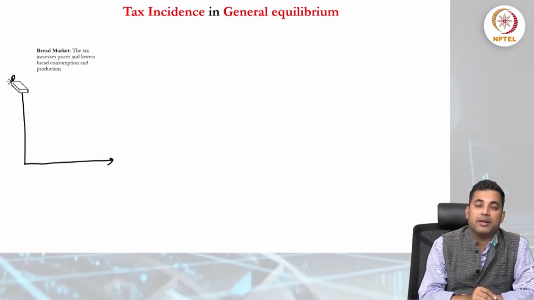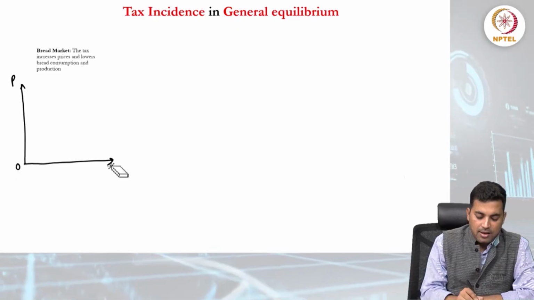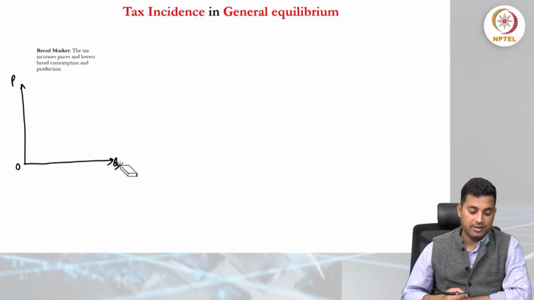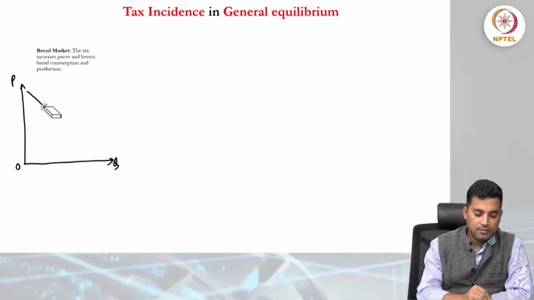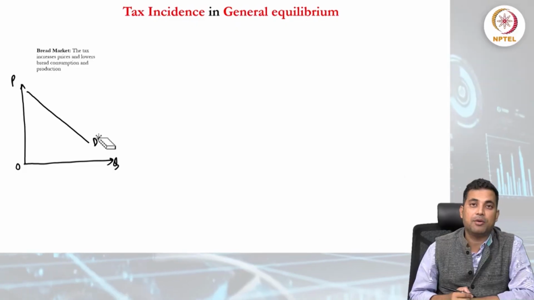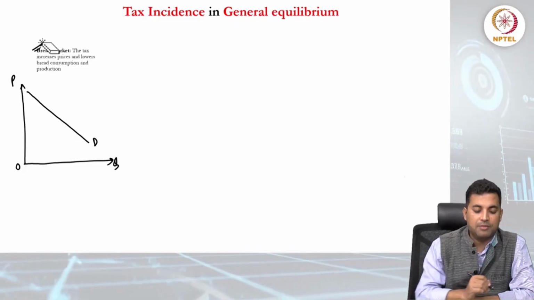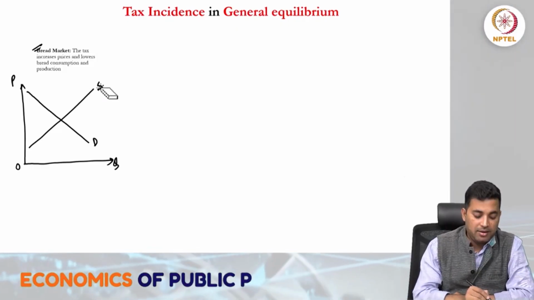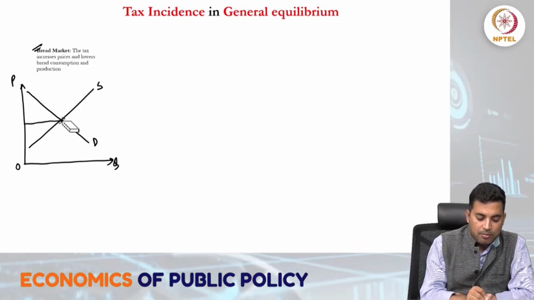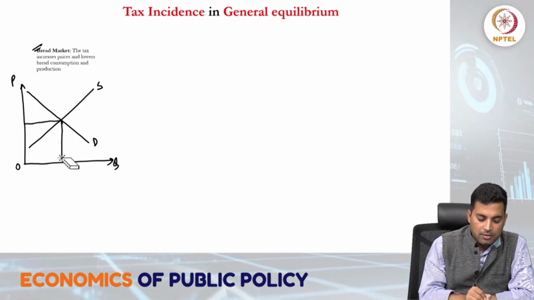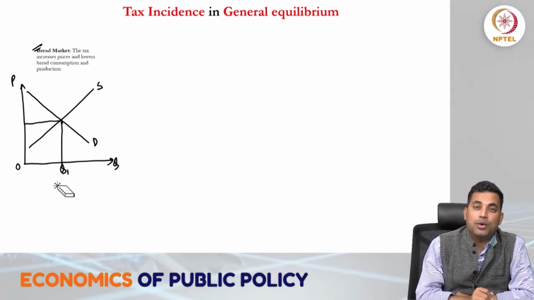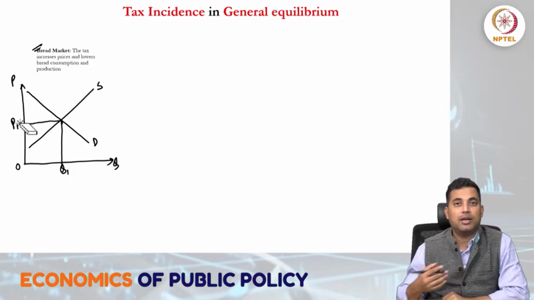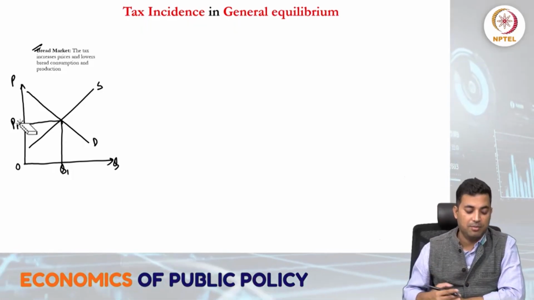Assume the price of bread is measured along the vertical axis, and the quantity of bread is measured along the horizontal axis. Suppose this is the demand for bread, and this is the supply of bread. This is the market equilibrium, where OQ1 is the equilibrium quantity and OP1 is the equilibrium price.